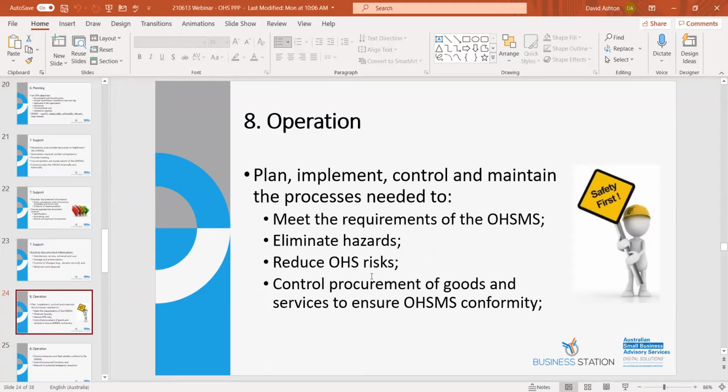And also, if you're engaging third-party contractors, that they have a proper safety management system, and that they're required to adhere to your safety requirements as well. So that's an important element in terms of your contracts with third-party suppliers, contractors, and the like.